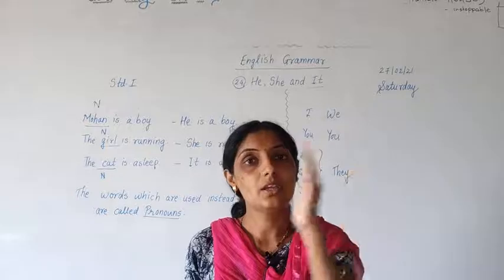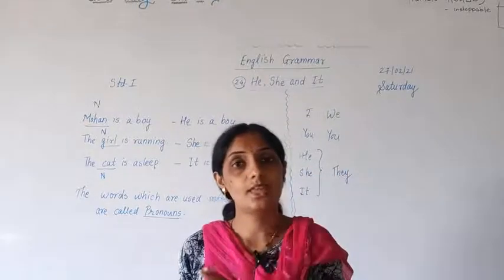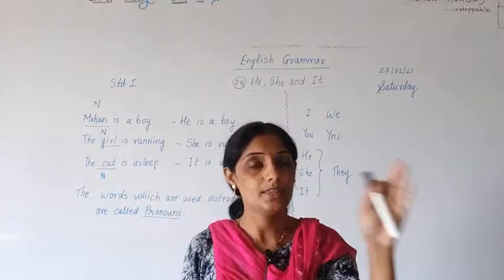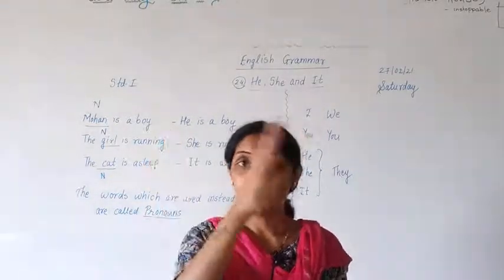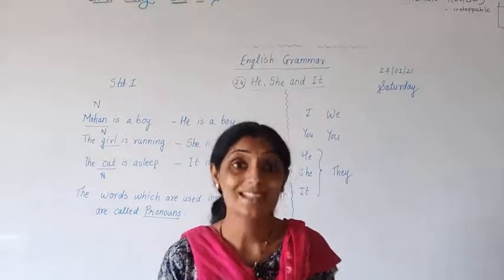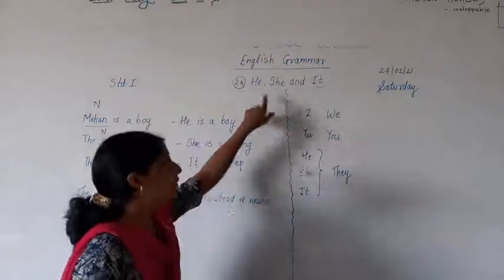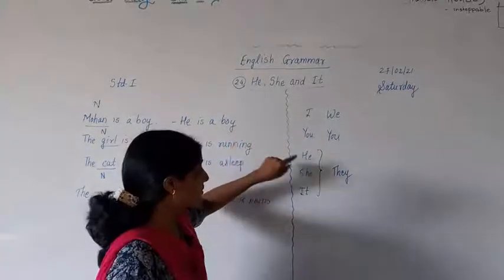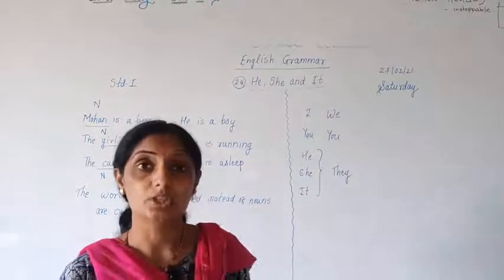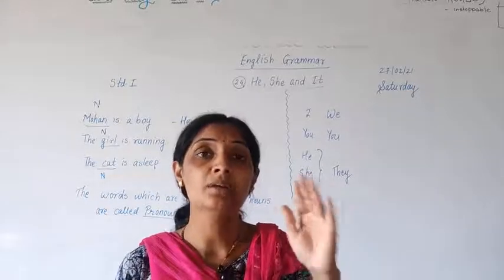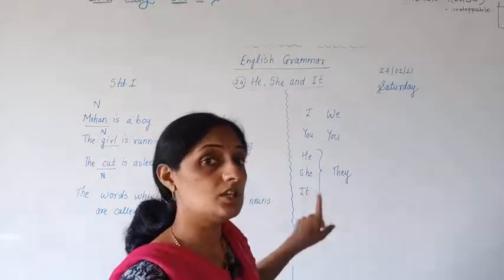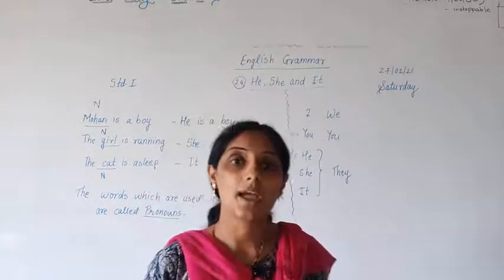Okay, I, we, you, he, she, it, they. Okay, again, I, we, you, he, she, it, they. And from those 7 pronouns, which pronouns are we studying? 3 pronouns, he, she and it. Okay, instead of nouns, instead of the name of a person, place, animal, bird, thing, we use some other words. They are he, she, it, and these words are known as pronouns.